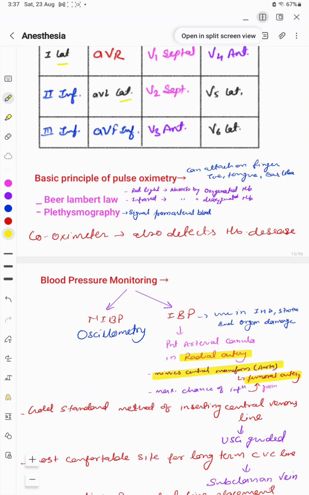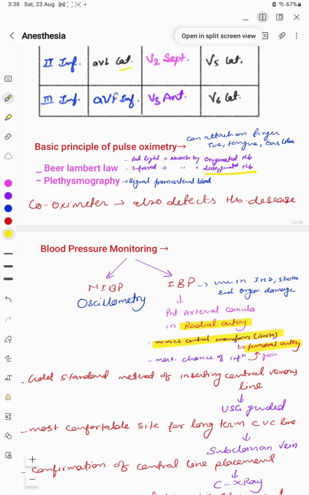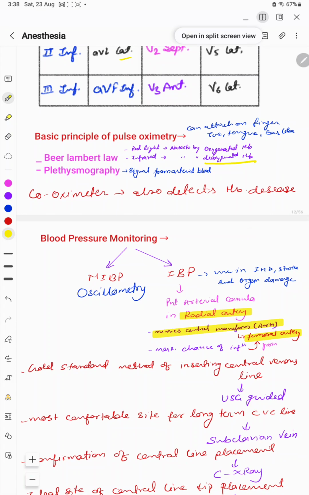What is the Beer-Lambert law? We have two types of hemoglobin: one is oxygenated hemoglobin, and another is deoxygenated hemoglobin. Red light is absorbed by the oxygenated hemoglobin, and infrared light is absorbed by the deoxygenated hemoglobin. You need to remember this, it is important.